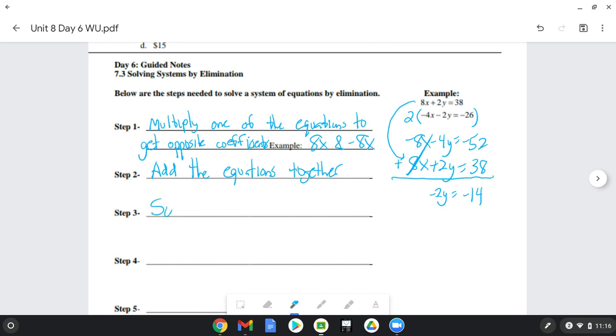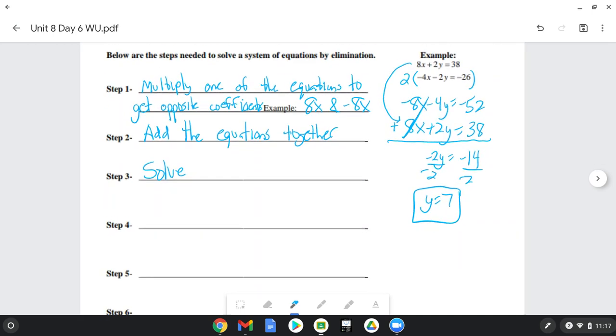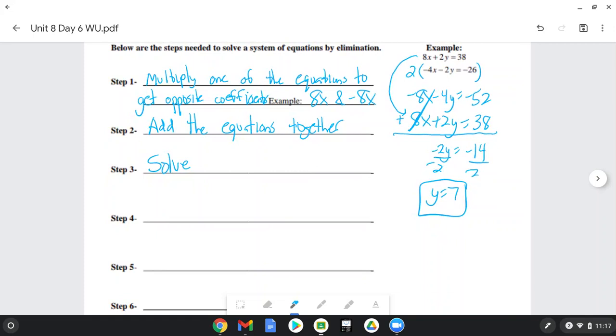Step 3 is to solve for what's remaining. So we divide by negative 2. And we get y equals 7. So that's half our answer. So far with all of our systems, we know that there should be two pieces to it, an x and a y. So this gives us half. The other half would be now to substitute that answer to find the other variable.